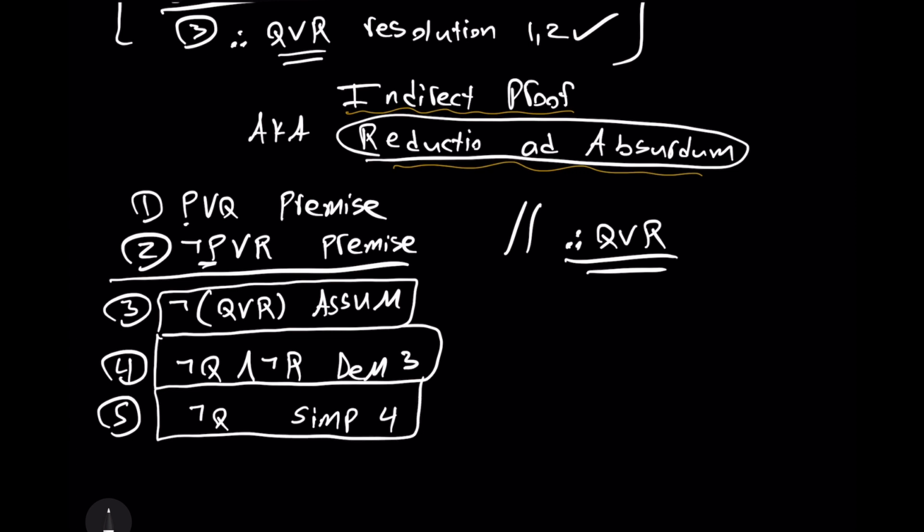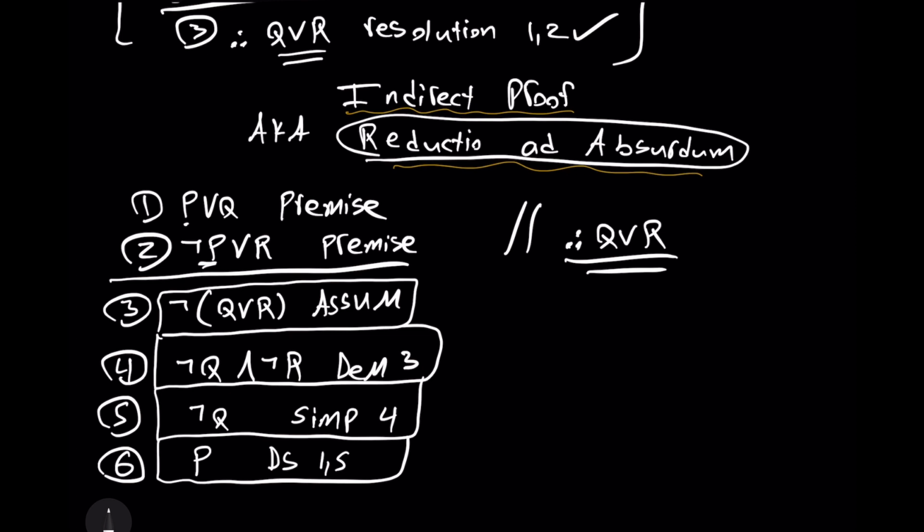And now, notice line 1, P or Q. Notice line 5, not Q. So we can get P from that. So for line 6, we can get P by our disjunctive syllogism with lines 1 and 5, still under quarantine, based on that assumption. Great.